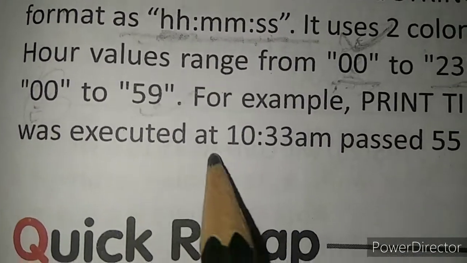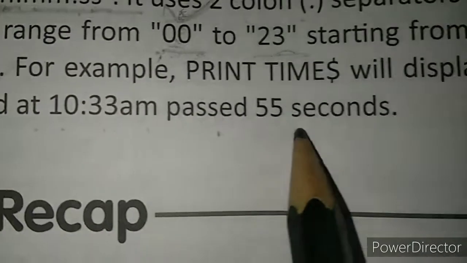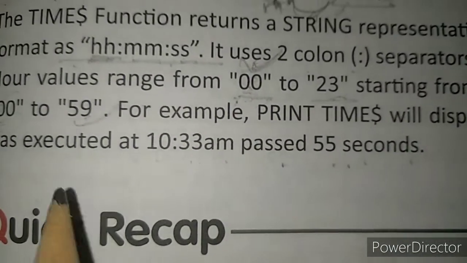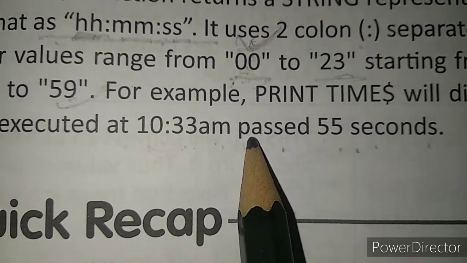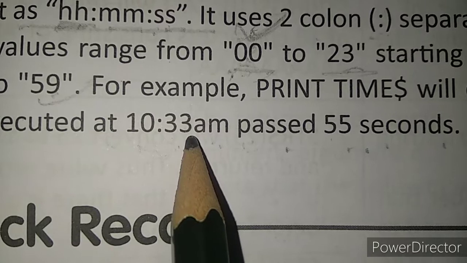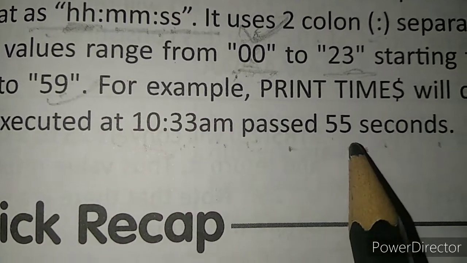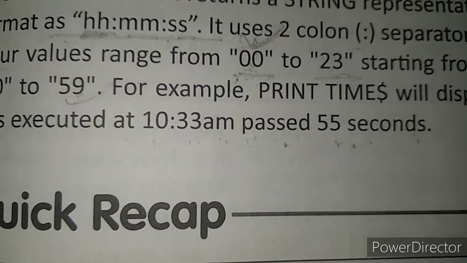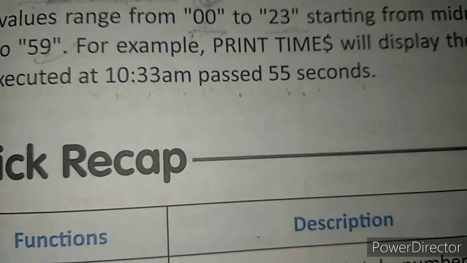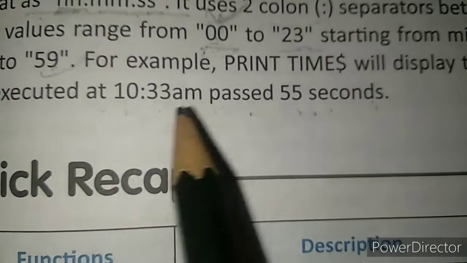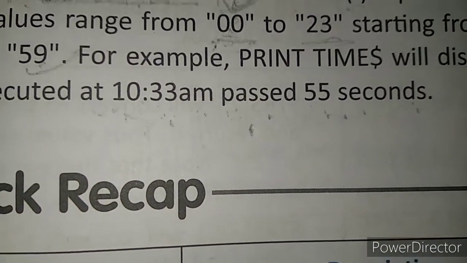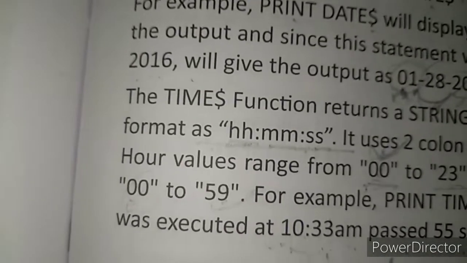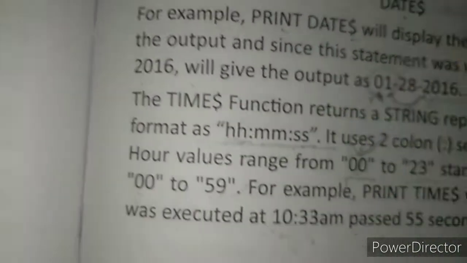As this statement was executed at 10:33 AM and 55 seconds, it means that if at 10:33 AM and 55 seconds you give the time command to the computer, this will display the value 10:33:55, right? So this is how we can utilize the date and time functions.